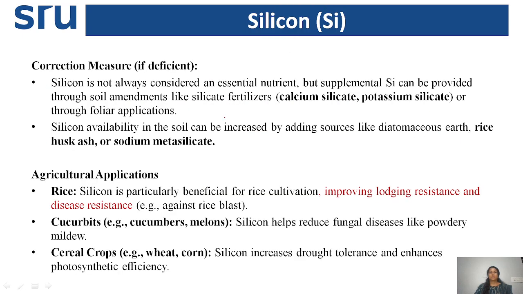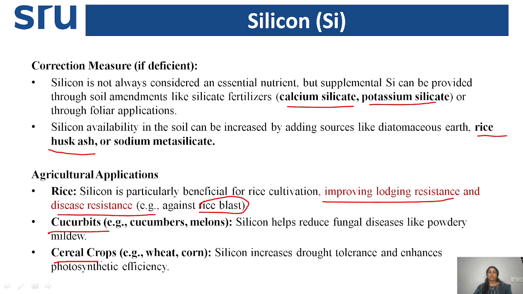You can provide silicon by calcium silicate or potassium silicate, and rice ash also has silicon content, and it improves lodging resistance and disease resistance in rice. Silicon also has some role in cucurbits and cereal crops like wheat and corn, but it is not universal. It has a beneficial role in avoiding lodging in crops by increasing cell wall strength.